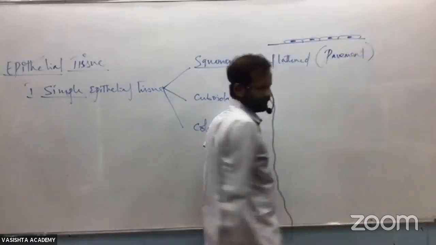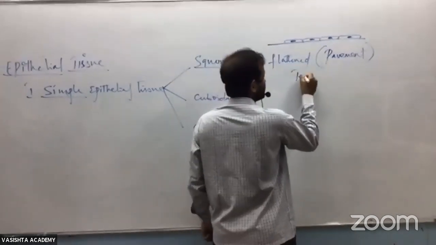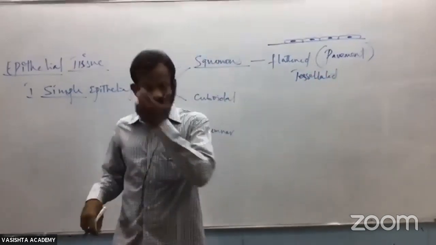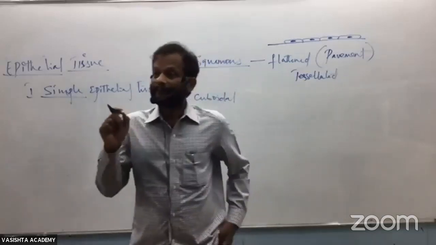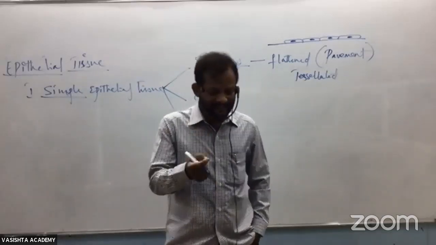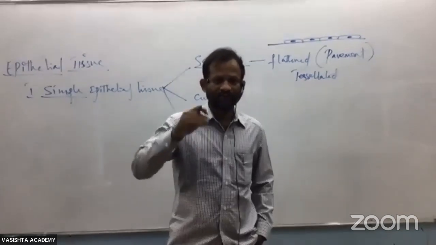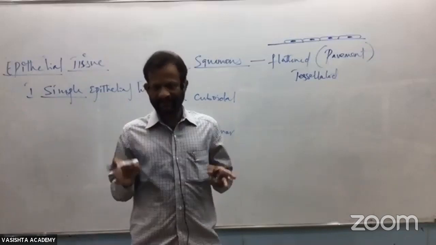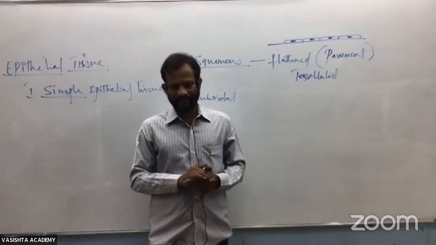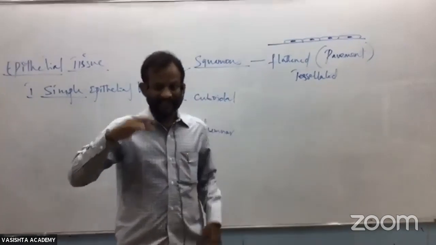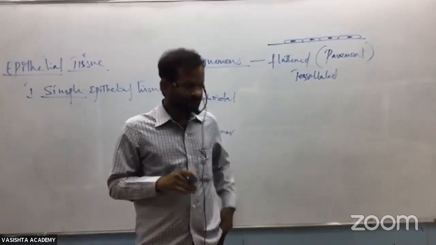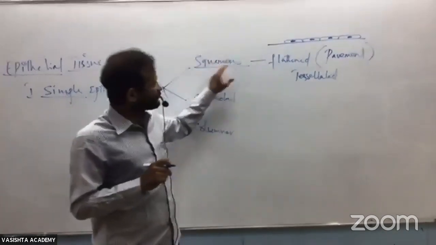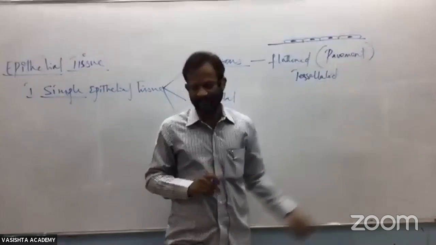Pavement epithelium or tessellated epithelium. Tessellated epithelium means, why we call that the pavement epithelium? These cells are very similar to the flat tiles on the pavement. On the sides of the street, pavements will be there. So they will lay some tiles on that pavement. That's why, depending upon that similarity, we call this squamous epithelium as pavement epithelium.